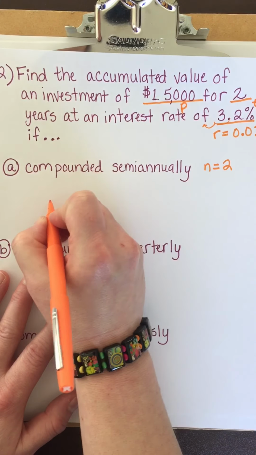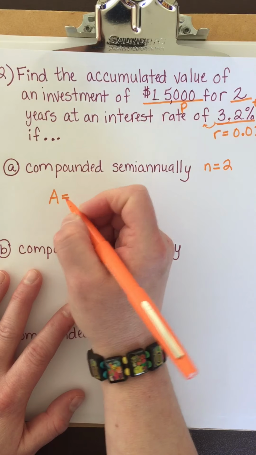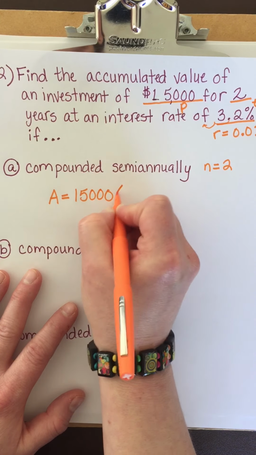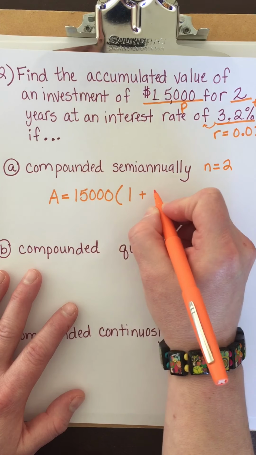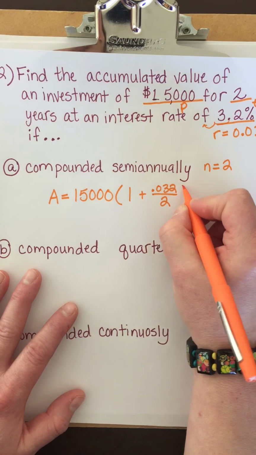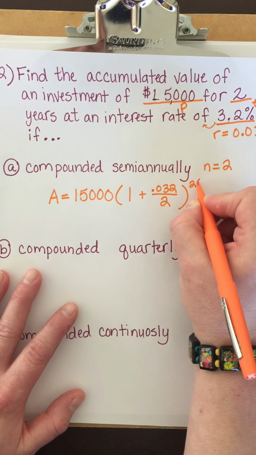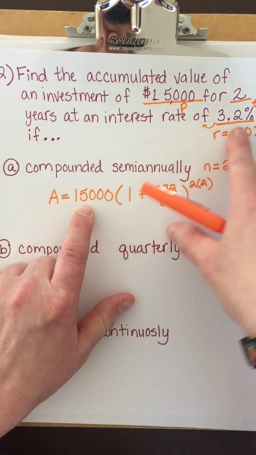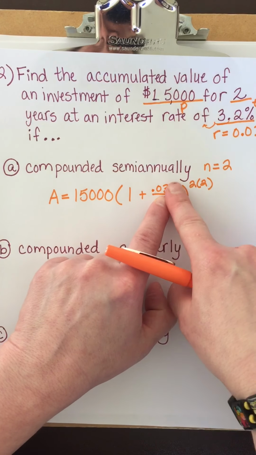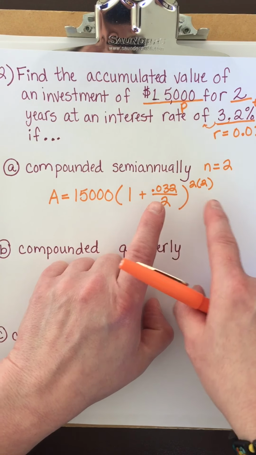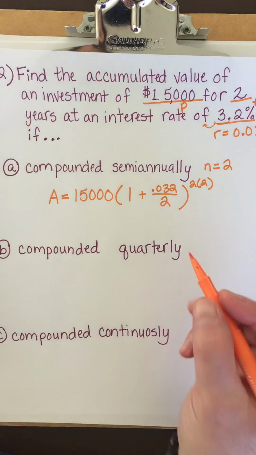So that would be 0.032. So we have A equals, and we're definitely going to use a calculator for this, 15,000 times 1 plus 0.032 divided by 2 raised to the 2 times 2. All right, so put in 15,000 for P, R, my rate, 0.032, my n is 2, so I'll write that in both places, and the time is 2.